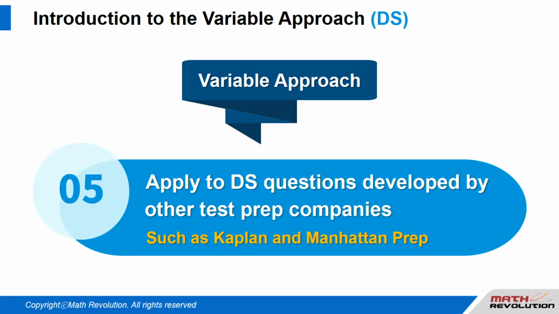5. The variable approach applies to DS questions developed by other test prep companies, such as Kaplan and Manhattan Prep. The variable approach is not merely a solving method, it is the standard to solve any DS questions. I can confidently say that the variable approach can be the gold standard to solve the GMAT math questions as proven for decades. It could be difficult for you at first, but once you get the hang of it, you can solve the DS questions very easily. You should study the approach step by step.